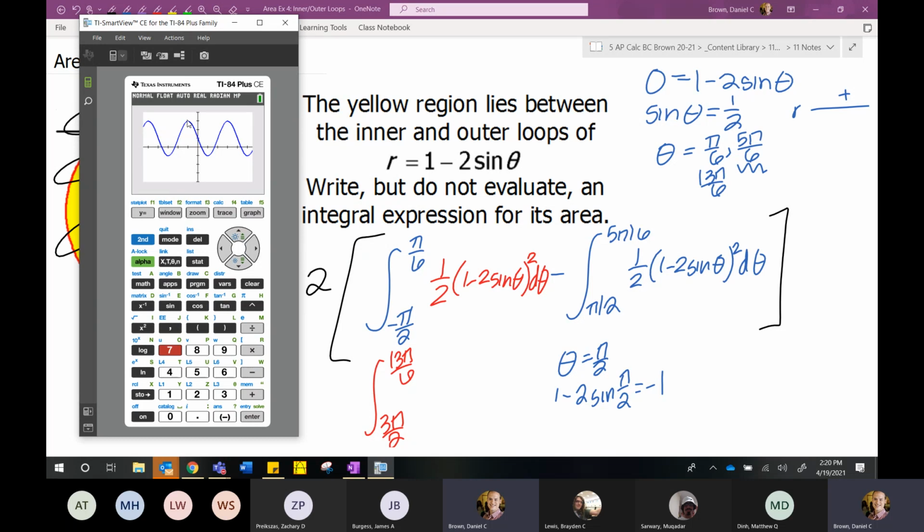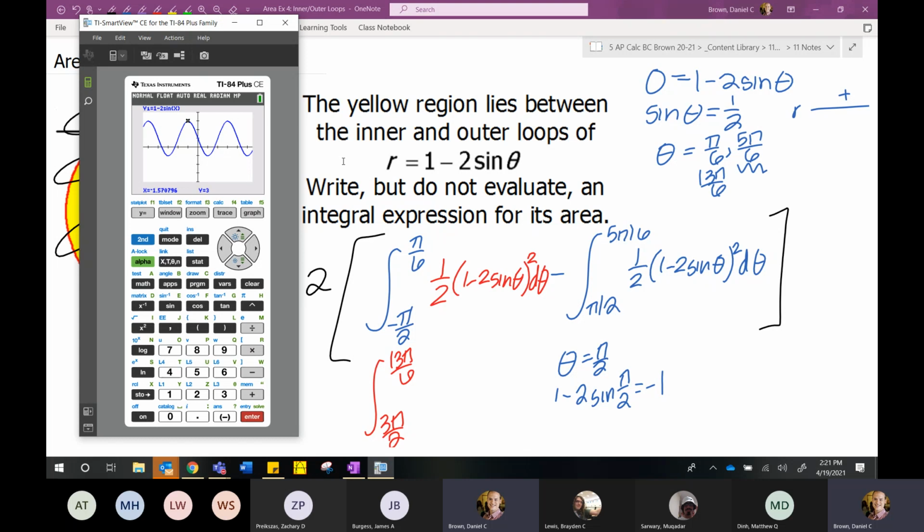This peak right here, where you see my cursor, that's at negative pi over 2. I can even prove that to you by calculating the value at negative pi over 2. It's right there, that's the furthest away in the outer loop. Then we traced in, this first coordinate right here is at pi over 6, that's where we're at the pole. There's your inside loop. Your inside loop is ending at 5 pi over 6.